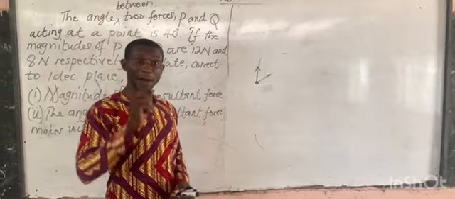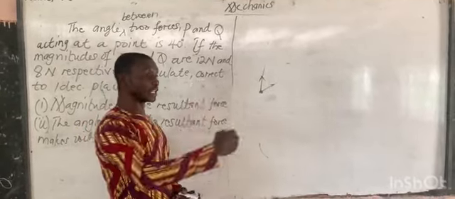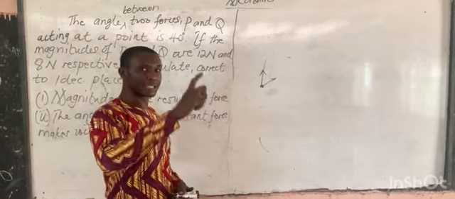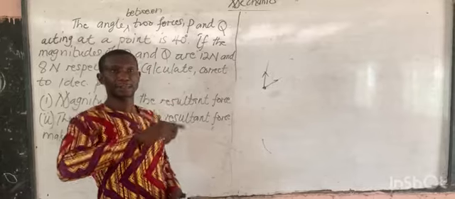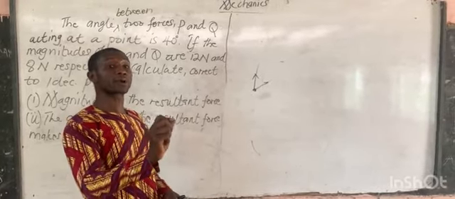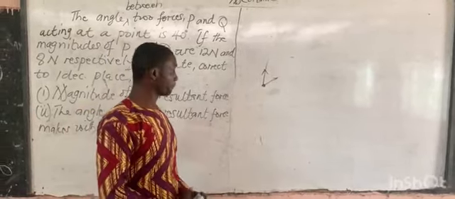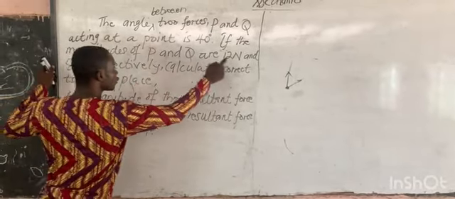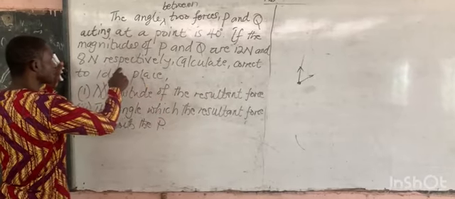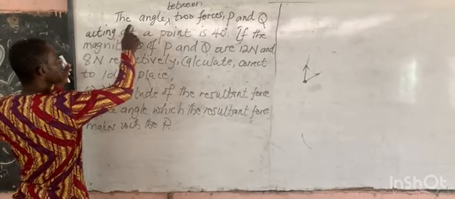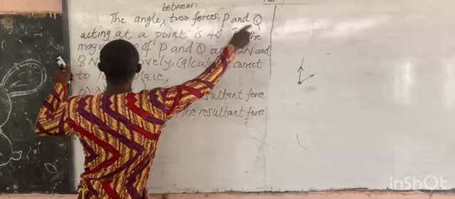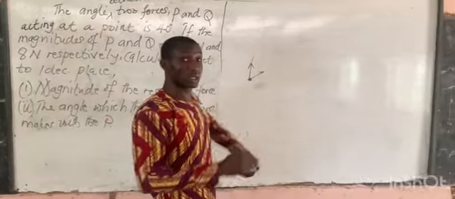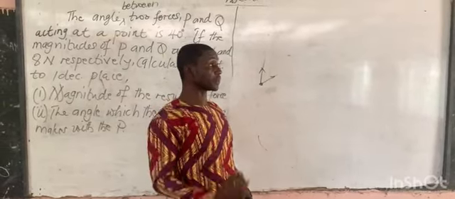Apart from that, when the magnitudes of different forces are given and you are asked to find the magnitude, the diagonal can serve as the magnitude of the force. You can use the triangle of forces to solve it, but particularly when they start from a particular point, like this one, where the magnitudes of forces P and Q are 12 newtons and 8 newtons respectively, acting at a point, that is a clue that the forces must be represented on the sides of a parallelogram.